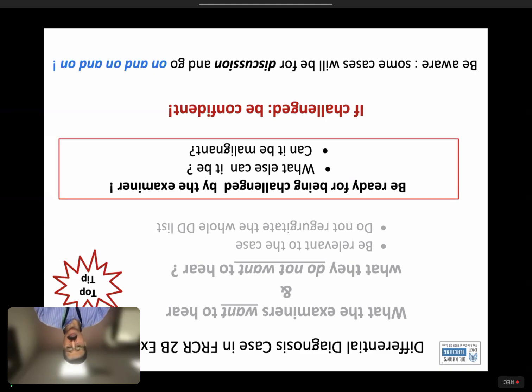But if you make a mistake where you say simple bone cyst and the examiner asks, can it be malignant? And you lose your confidence and say it can be malignant, then you will be penalized for that. So remember that: if challenged, be confident. This is an extremely important message, and there is no shortcut to having this confidence. It takes 2 years of training your mind on differential diagnosis and doing a lot of hot seat sessions in your department with your colleagues or your teachers. Please remember that some cases will be for discussion only, and I could have gone on to discussion in this case if I wanted to.